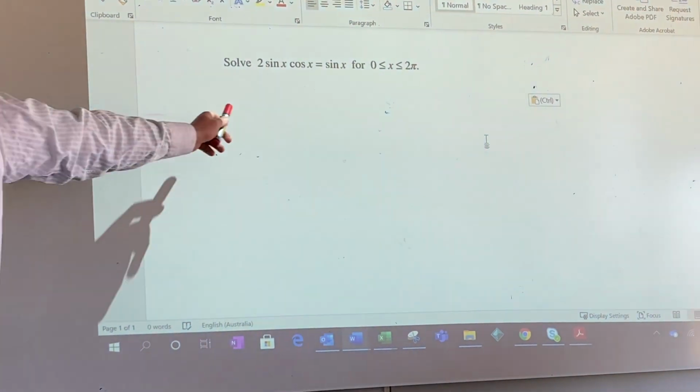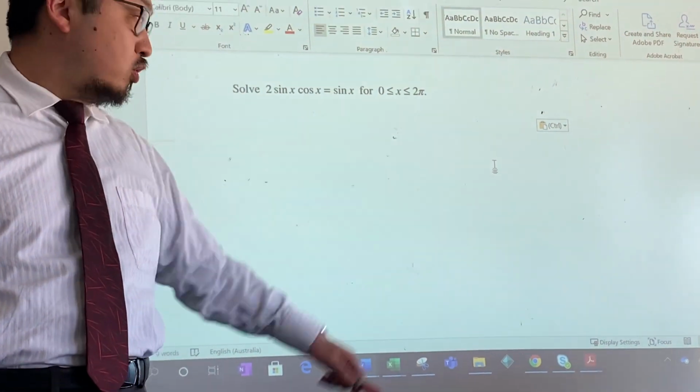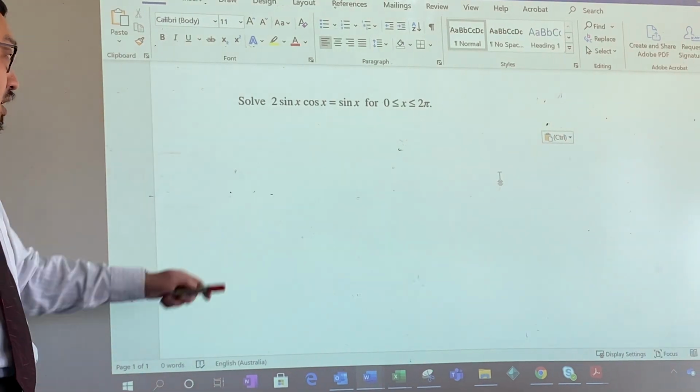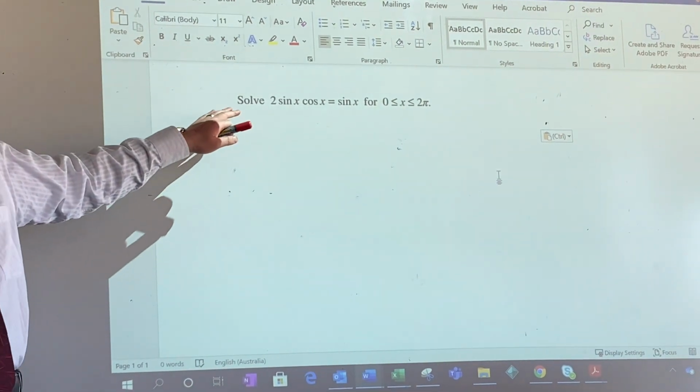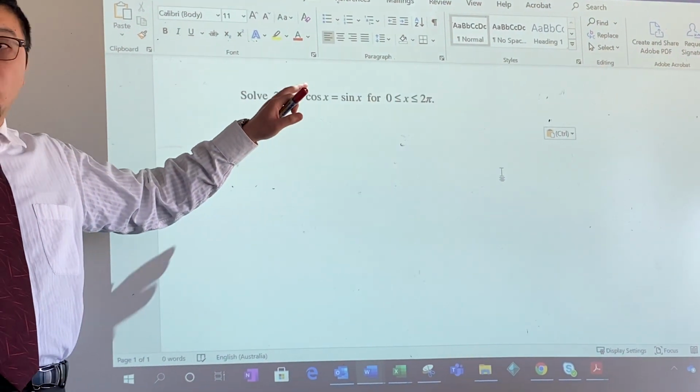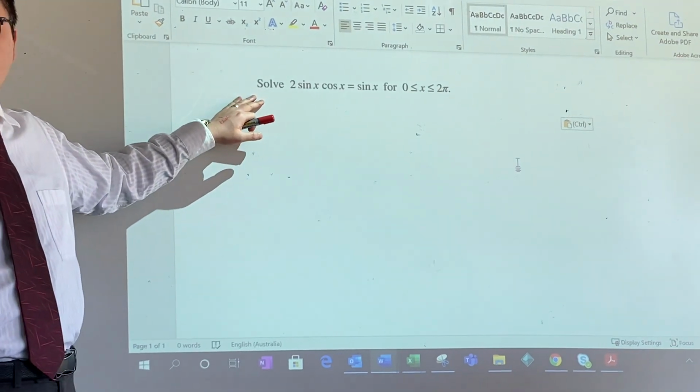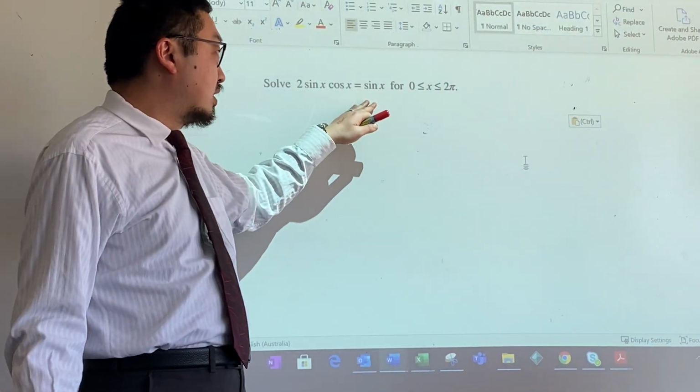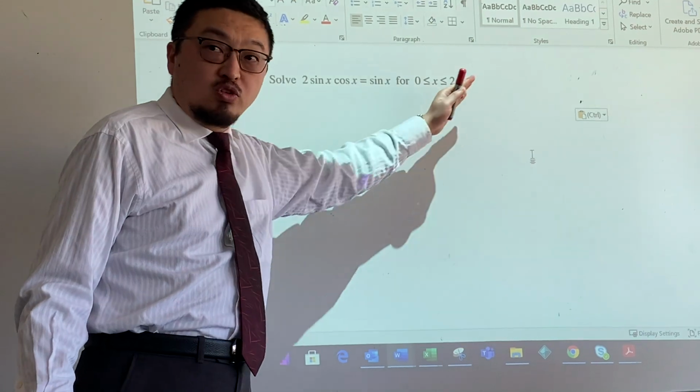Well, let's have a look at this solve trig equation type of question. On the left-hand side, we've got 2 sine x cos x. On the right-hand side, we've got sine x. We want the domain from 0 to 2 pi.